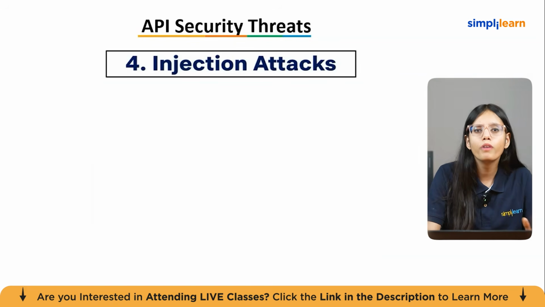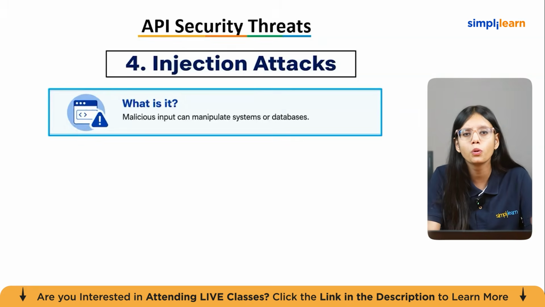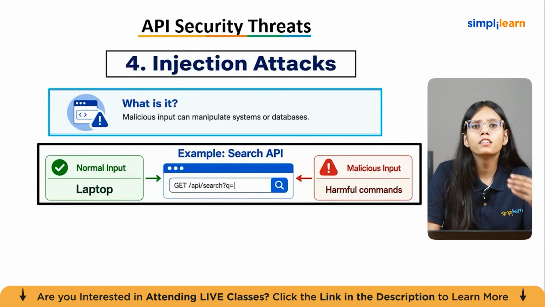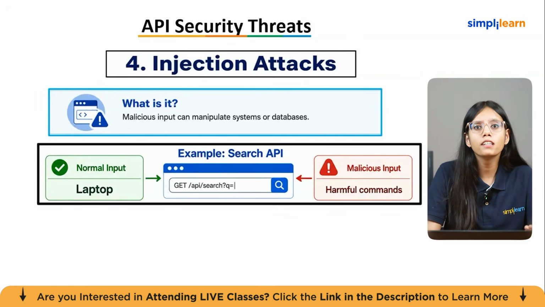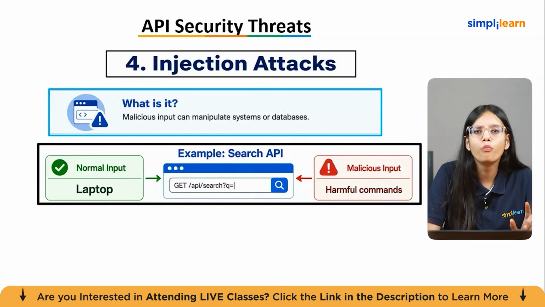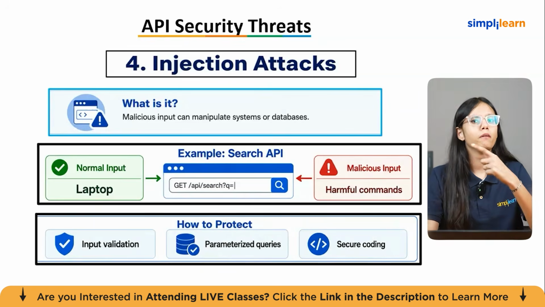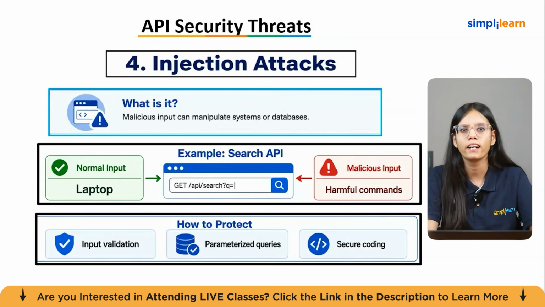Now at number 4, we have injection attacks. Injection attacks happen when attackers send malicious input through an API. For example, a search API allows users to search products. Instead of entering laptop, an attacker sends harmful commands. If the API does not validate input properly, attackers may manipulate databases or systems. And this is how we can protect it, including input validation, parameterized queries, and secure coding practices.